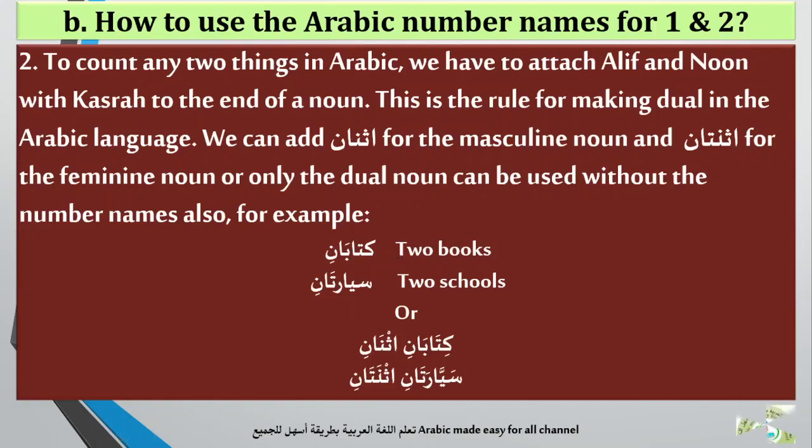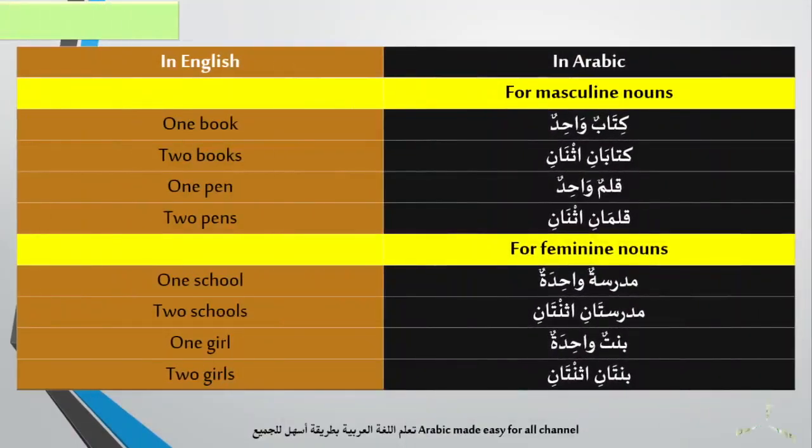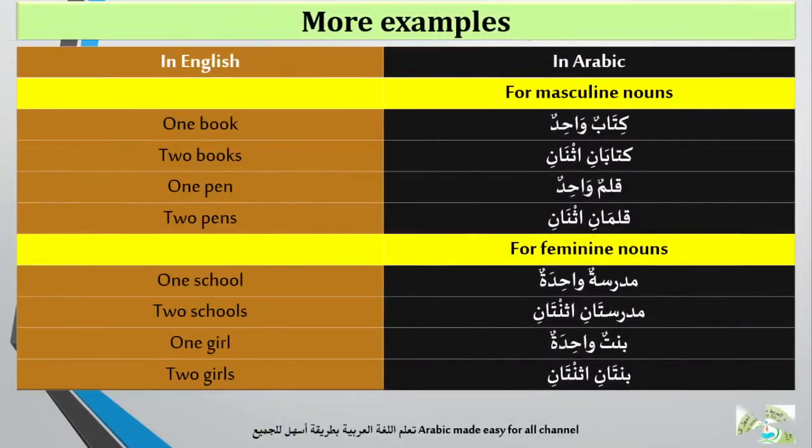I have given here some nouns for more explanation and understanding. So you can see here, for masculine nouns we say kitabun wahidun, kitabani ithnani, qalamun wahidun, qalamani ithnani. 1 book, 2 books, 1 pen, 2 pens. This is for feminine nouns. Madrasatun wahidatun, madrasatani ithnatani. 1 school, 2 schools. Bintun wahidatun, 1 girl. Bintani ithnatani, 2 girls.